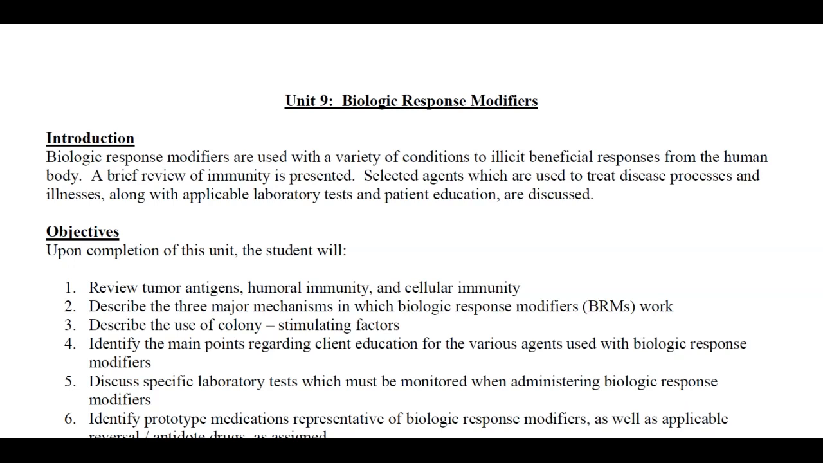Unit 9 Biologic Response Modifiers. Biologic response modifiers are used with a variety of conditions to elicit beneficial responses from the human body. A brief review of immunity is presented, and selected agents which are used to treat disease processes and illnesses along with applicable lab tests and patient education are discussed.